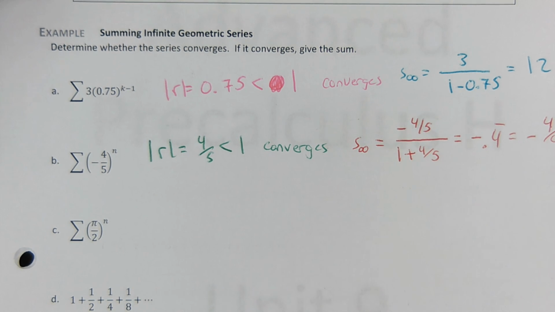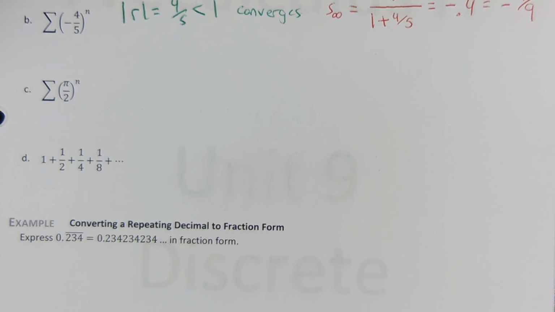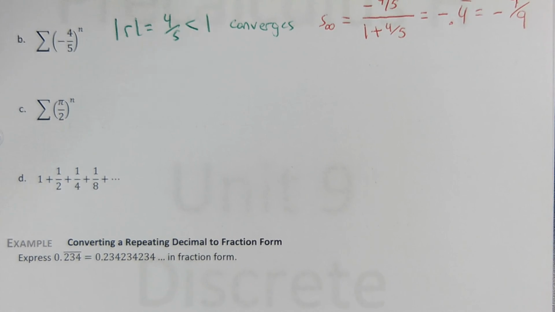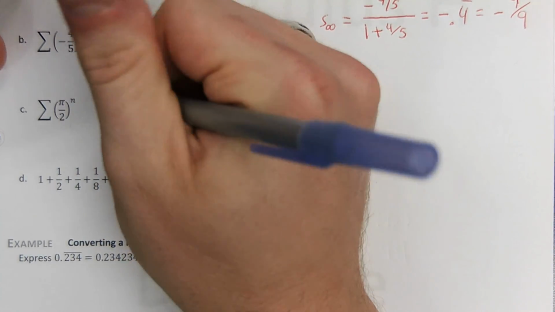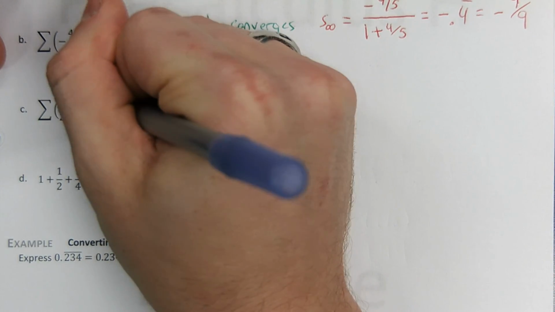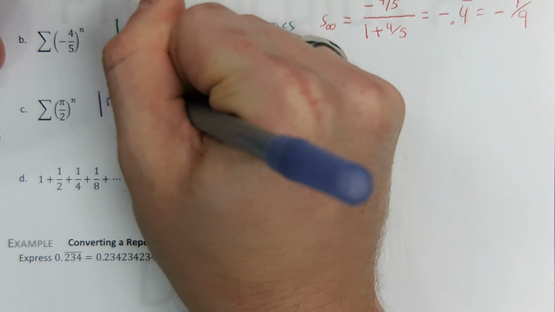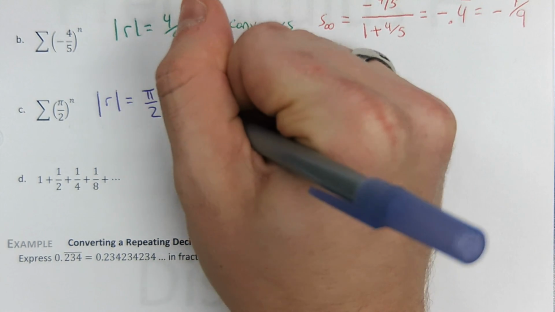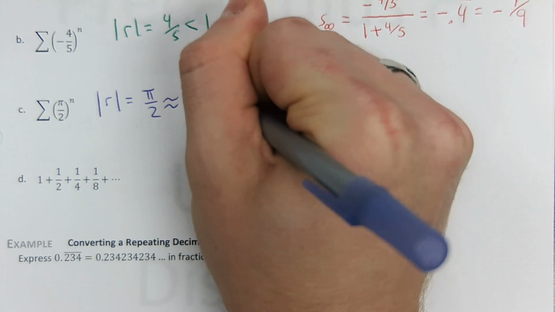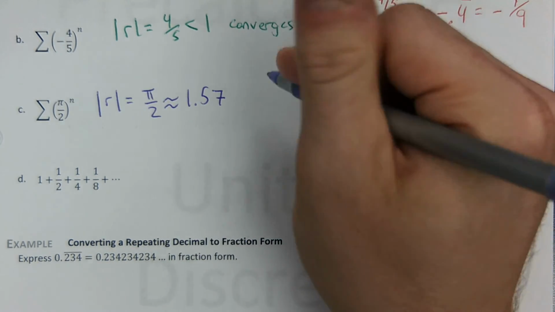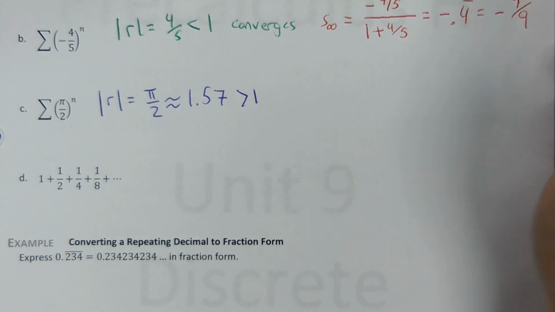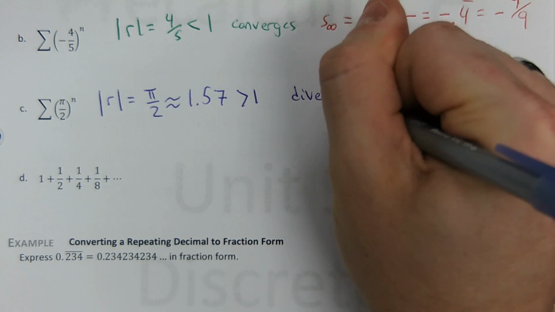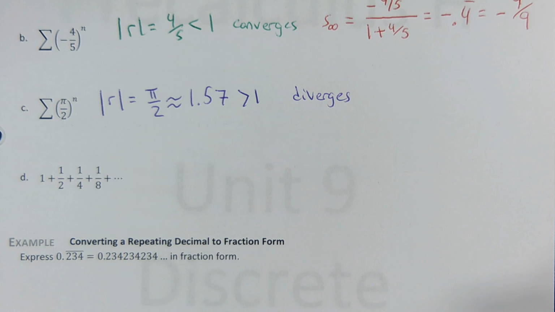Let's check out part C. Pi is a number. Yeah, I am sure. And it's somewhere around 3.14. So when you cut it in half, you get somewhere around 1.57-ish. That's bigger than 1. Diverges. So we cannot find an infinite sum there because it diverges.